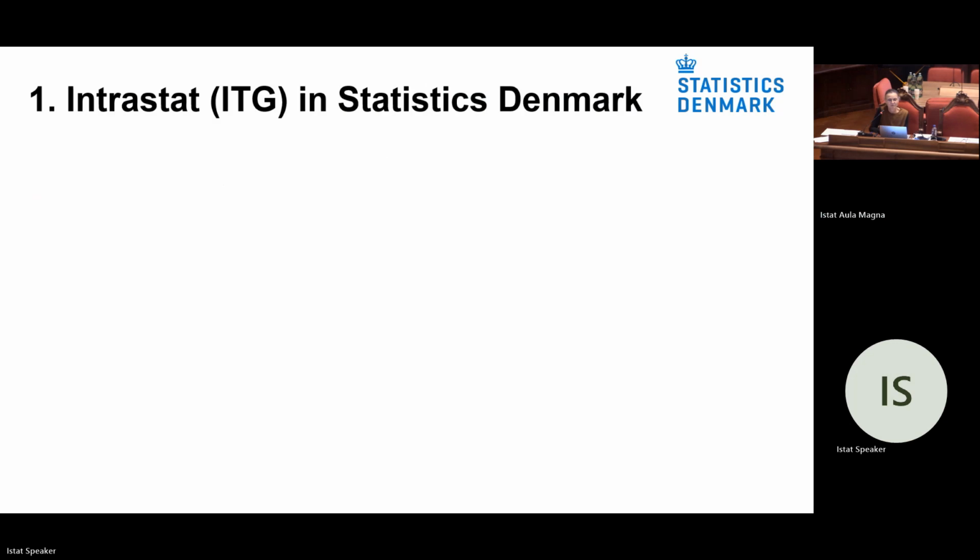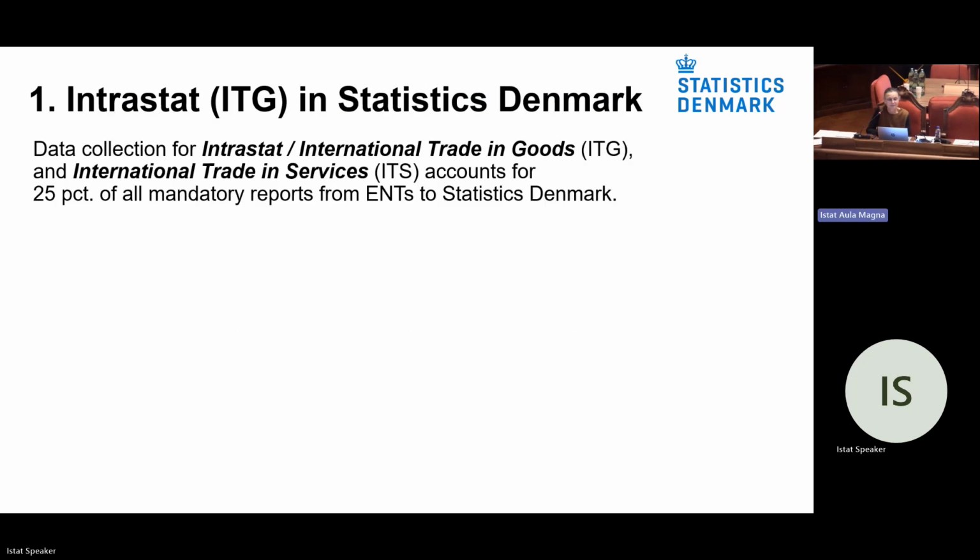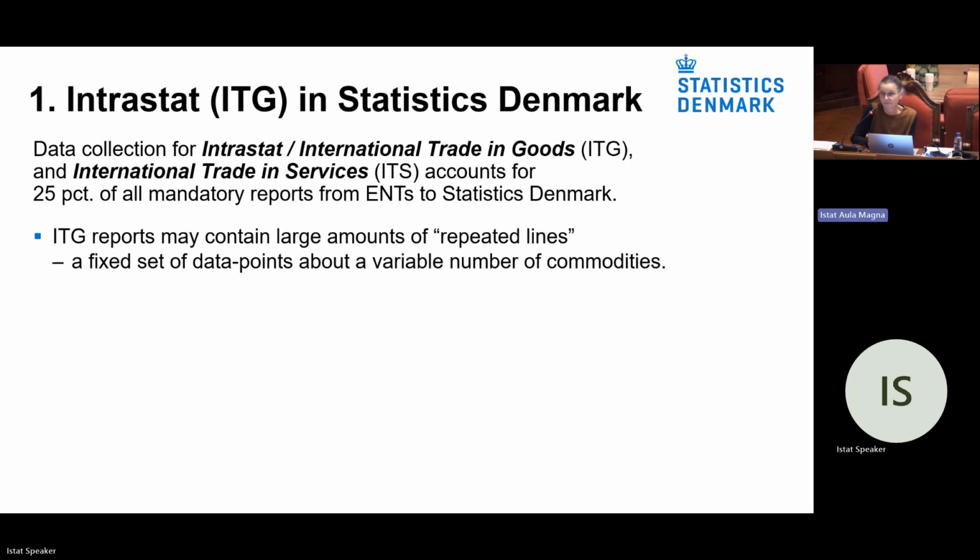Okay? So Intrastat in Statistics Denmark, the data collection for Intrastat, for EU trade in goods and services, accounts for 25% of all reports to Statistics Denmark. So it's massively huge burden-wise. Also, the reports to ITG are large, some of them. They have maybe a large amount of repeated lines, but they're very well structured, so it's just a fixed set of data points for each commodity.